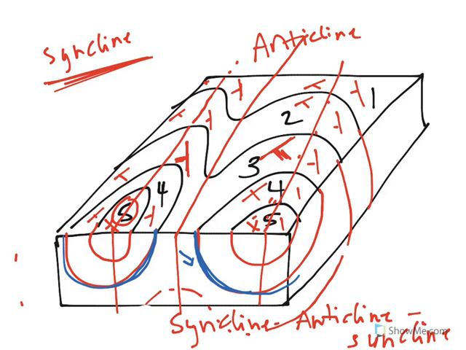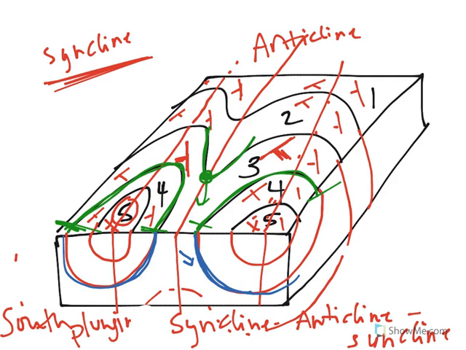Alright, now we've got to look at plunge. So remember, we look at the U's. So let's look at the U for the syncline. Right, there's a U for the syncline, there's a U for the syncline. Remember, we look at the open end. Here I see the open end is pointing south. Okay, now let's just take a look at the anticline in the middle. Remember, we look at the closed end. Look at that. That's also pointing south. So that tells me this whole thing is a south plunging syncline, anticline, syncline.